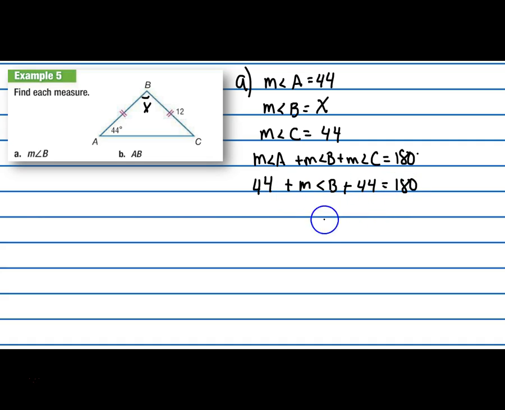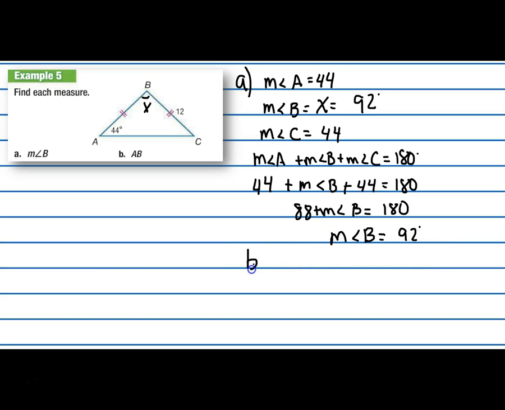44 plus 44 is 88 degrees. The measure of angle B is equal to 180. I'm going to subtract 88 from both sides. When you do that, you get the measure of angle B, which is equal to 92 degrees. So that x is now 92 degrees. So now we found the measure of angle B, which is 92 degrees.